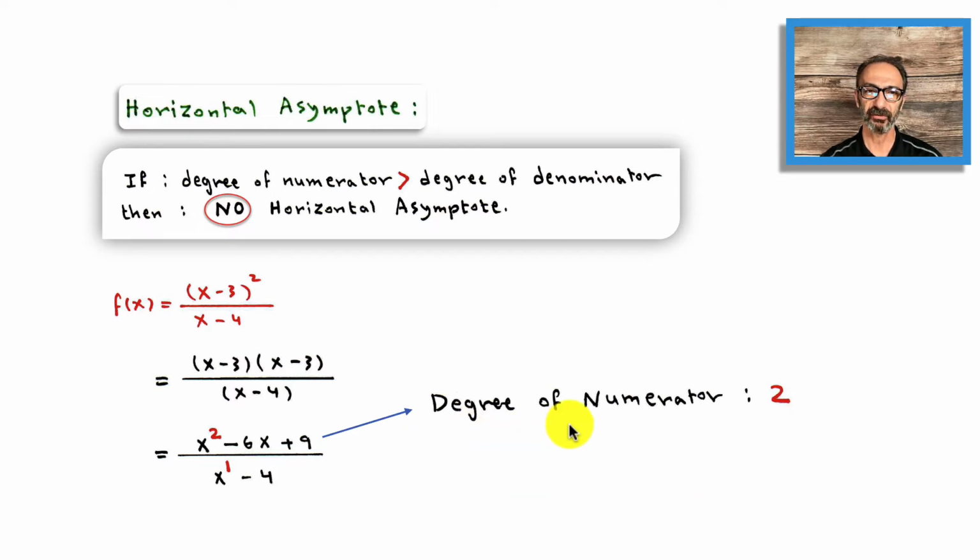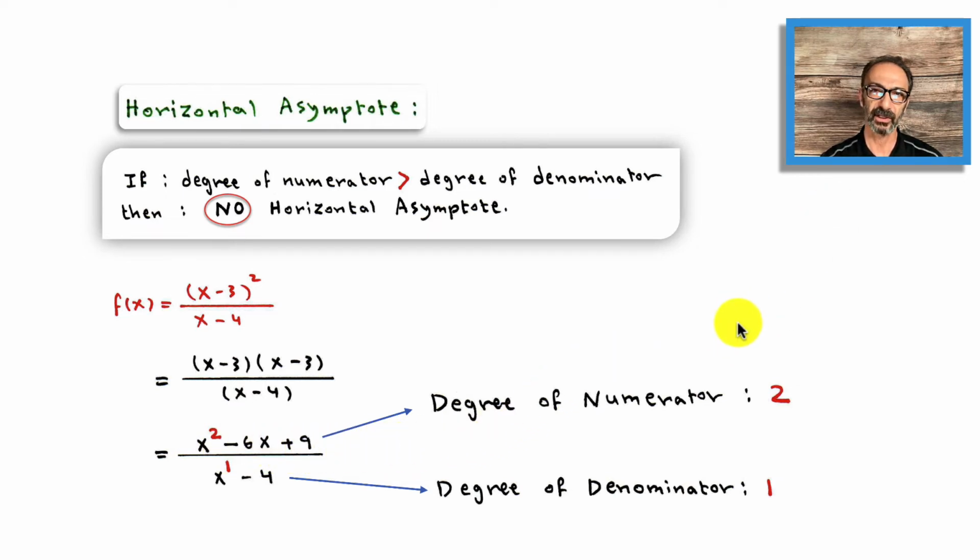So the degree of the numerator is 2 and the degree of the denominator is 1. Here it says the degree of the numerator is greater than the degree of the denominator, which is true. 2 is greater than 1. Which means if you go to infinity, the graph is going to keep growing. It's not going to reach a limit as a horizontal asymptote. So we say there is none. There is no horizontal asymptote.